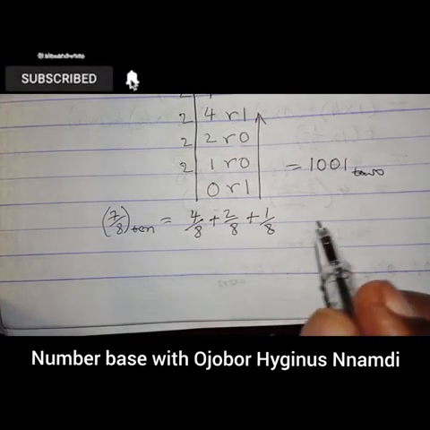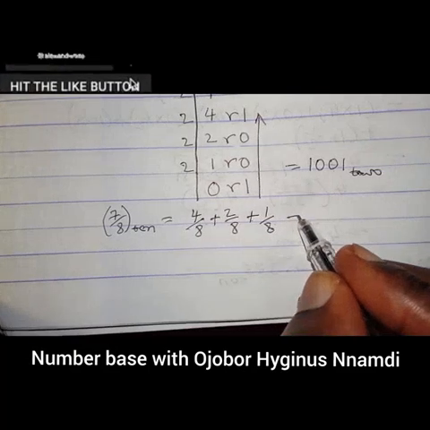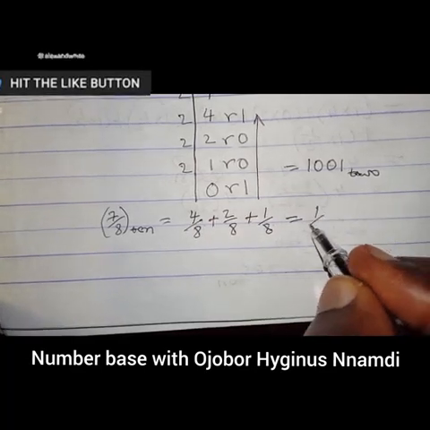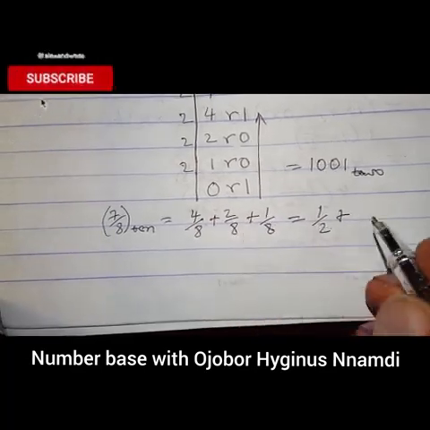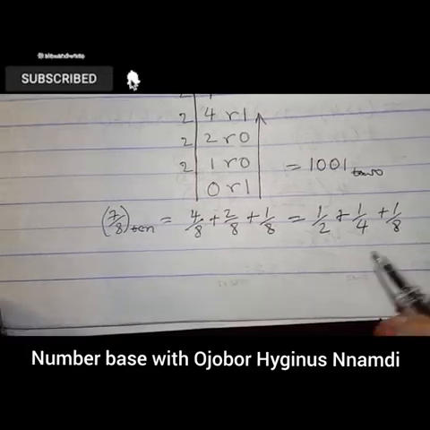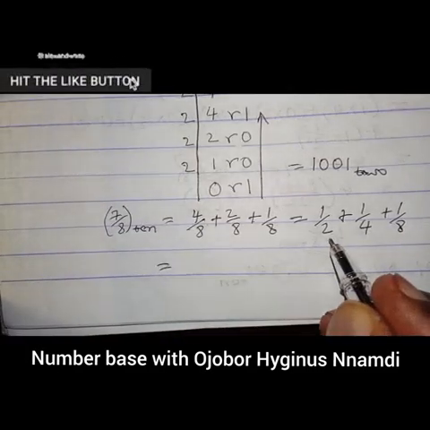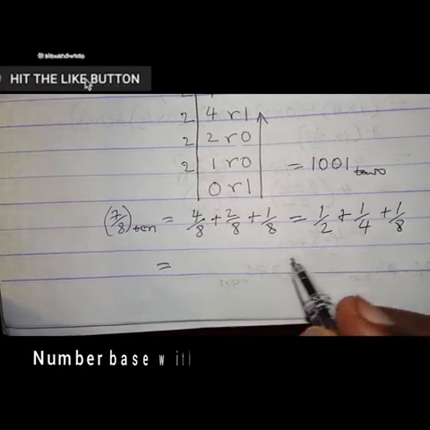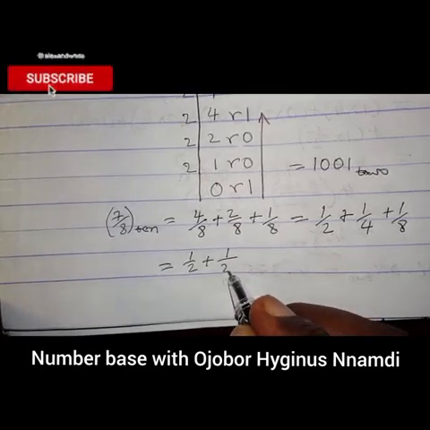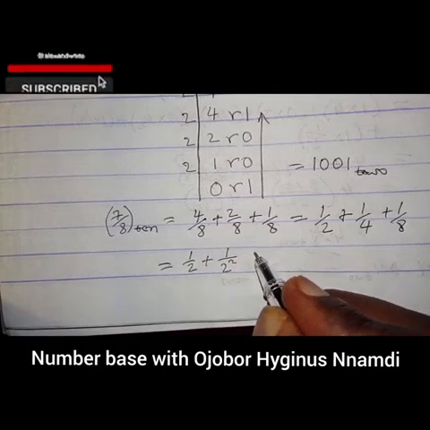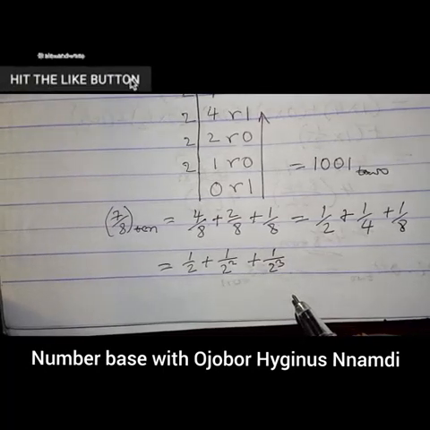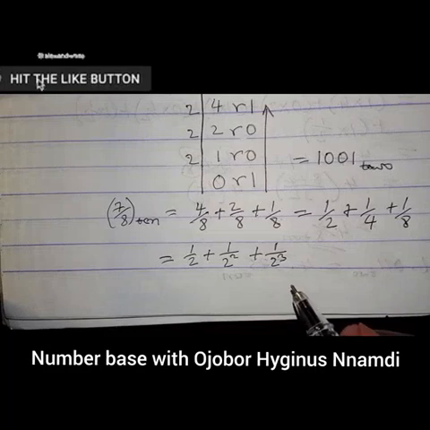So if we do that, this is going to be equal to, we reduce it to the lowest fraction. 4/8 is 1/2, plus 2/8 is 1/4, then 1/8. And this can be written in index form. Or first of all, let us break it down. This is 1/2, plus 1/4 is 2 raised to power 2. We agree with that. Plus 1/8 is 2 raised to power 3. And this is the index form of this fraction.